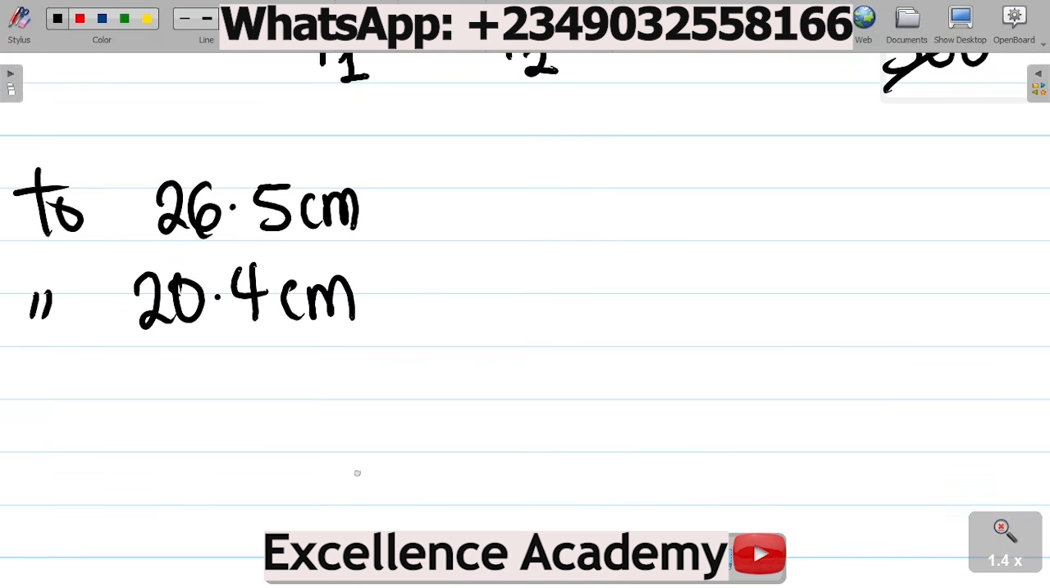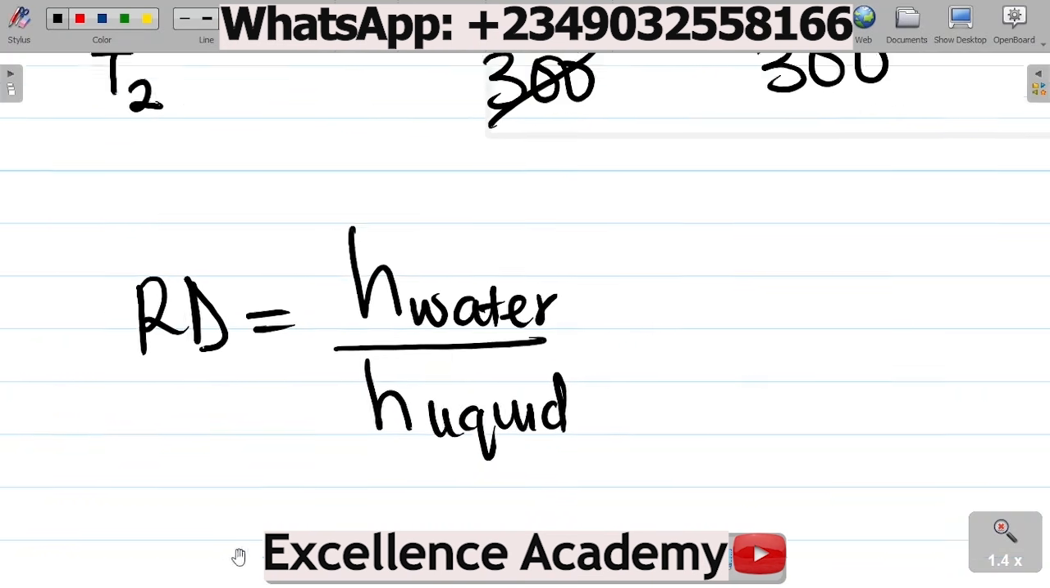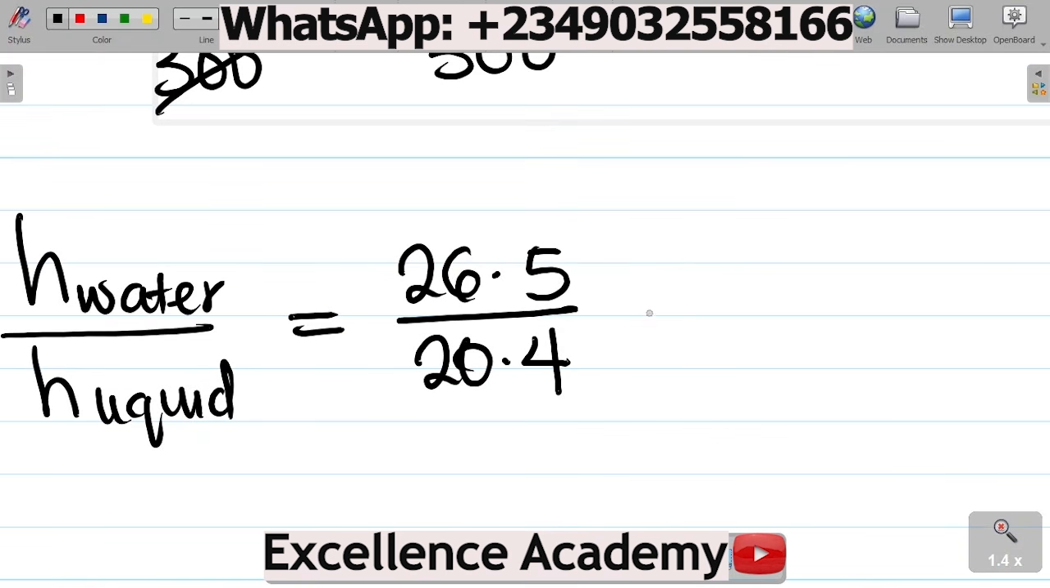Now, to get that value, let's call that RD. Relative density will be equal to the height of water all over the height of the liquid. That's how you find this, all right? Height of water all over height of the liquid. And that's equal to height of water is 26.5 all over height of the liquid is 20.4. So you have 26.5 all over 20.4. And if you get this, this is approximately 1.3.